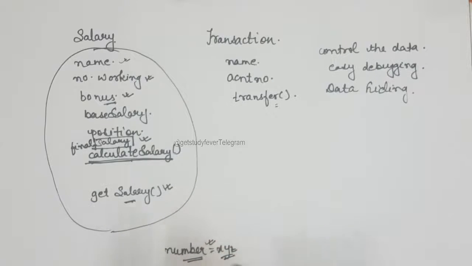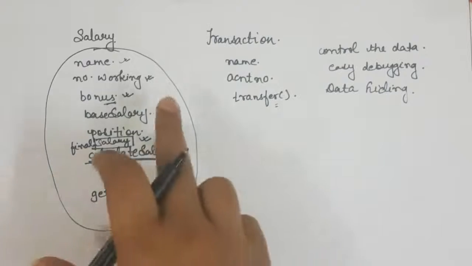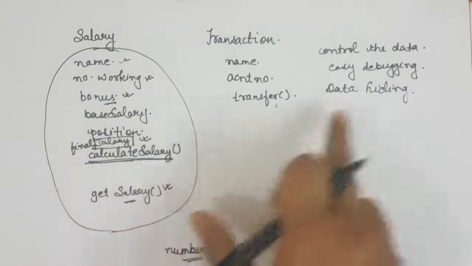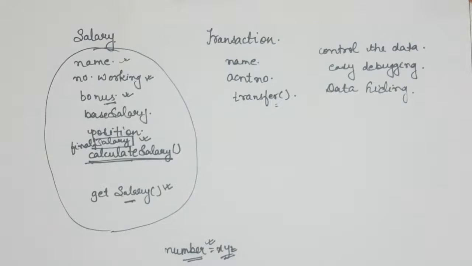You have no idea where this number is, and you have no idea from where I can modify the number that you are dialing. So this is one of the reasons we do encapsulation, for data hiding. So these are the 3 benefits of encapsulation.